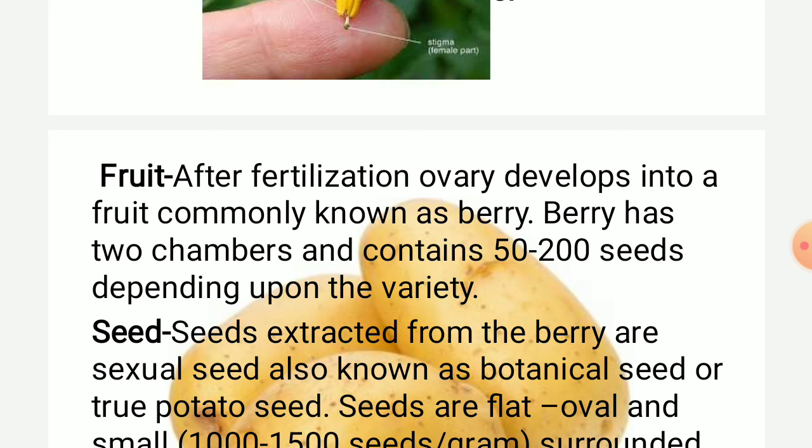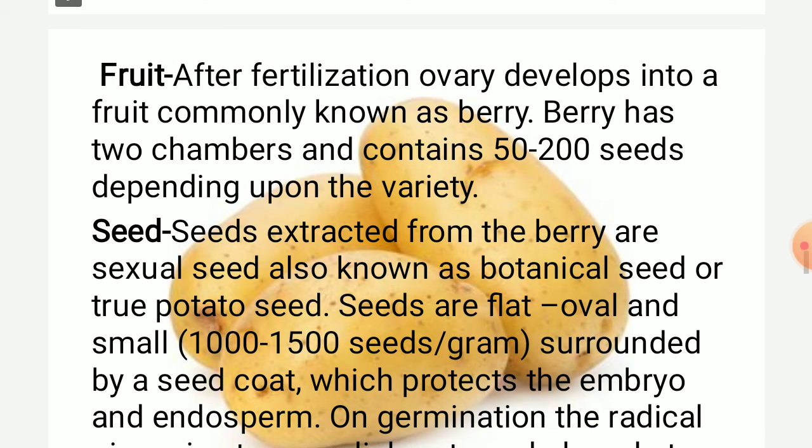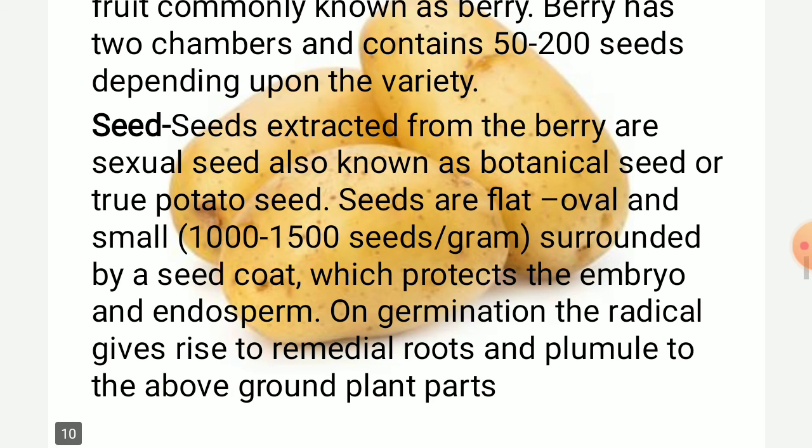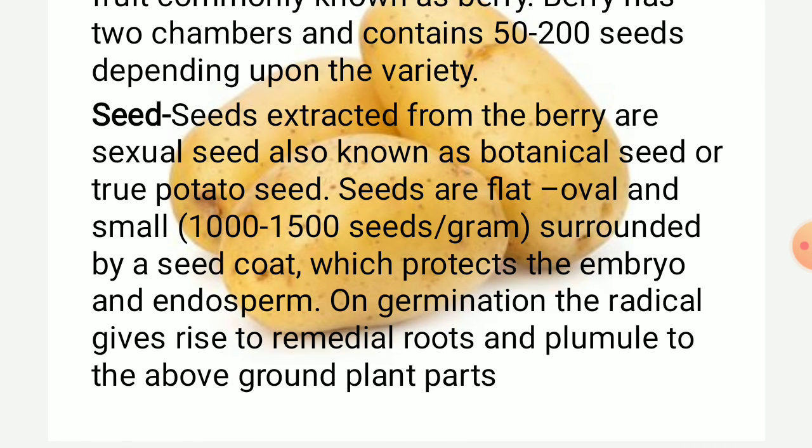The fruit found in potato is generally berry. Berry generally has two chambers and it contains 50 to 200 seeds. Then next point, seed. Potato seeds are known as TPS. Full form of TPS is true potato seed. The seeds are flat, oval, and small size.